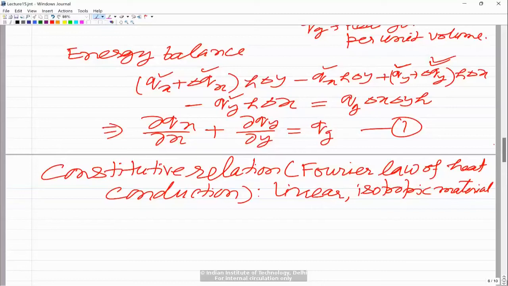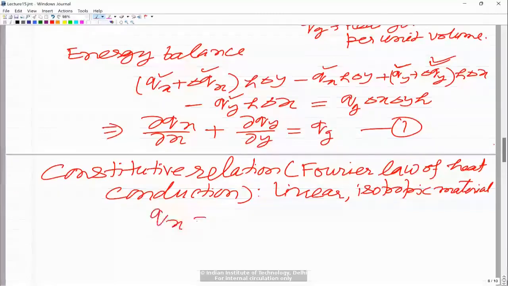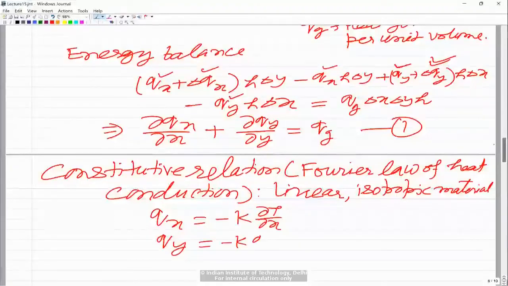So as per this, we write Qx equal to, and because it is isotropic, there is no coupling between the heat flux along x and the temperature gradient along y. It is only dependent on the temperature gradient along the x direction. So this is minus k into del T by del x, and similarly the heat flux along the y direction, Qy, would be minus k into del T by del y. Now we substitute these two expressions for Qx and Qy in equation 1.